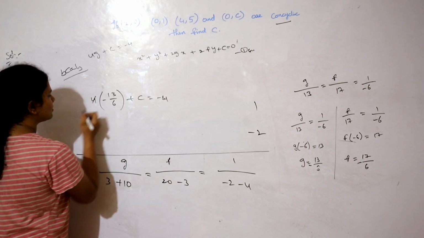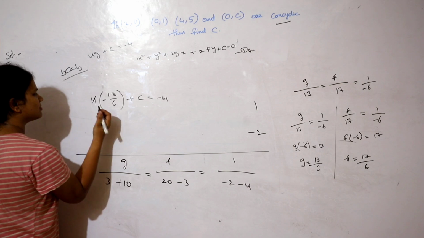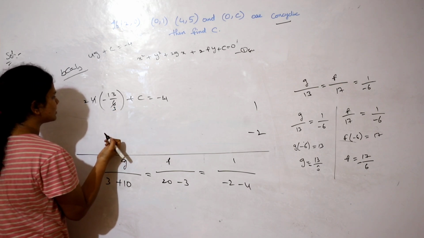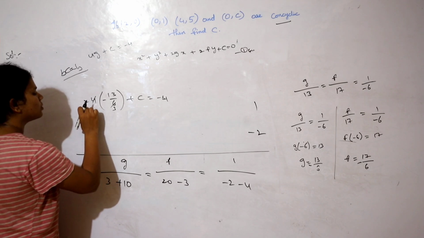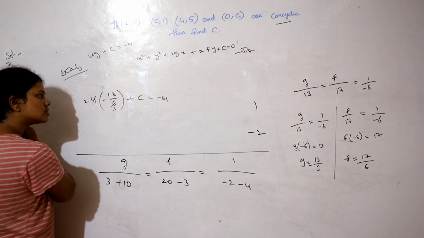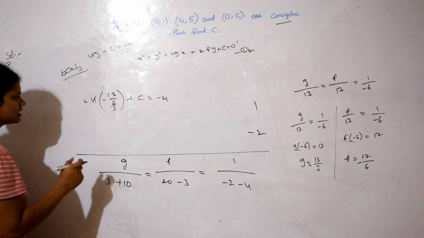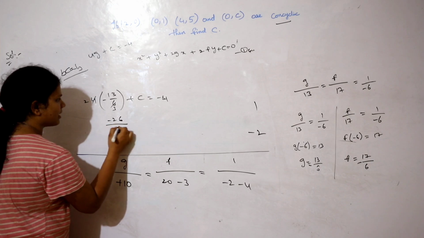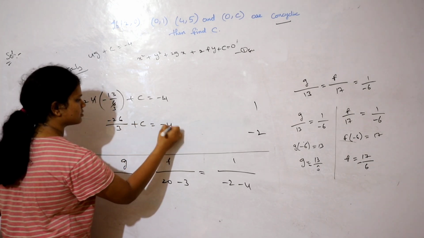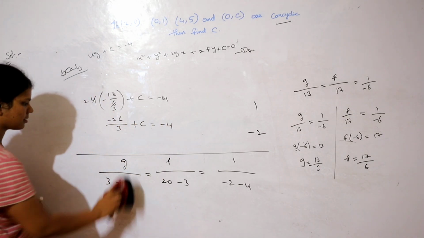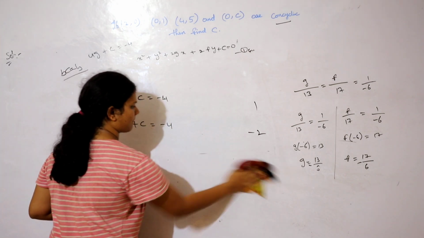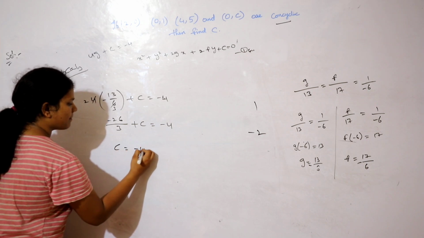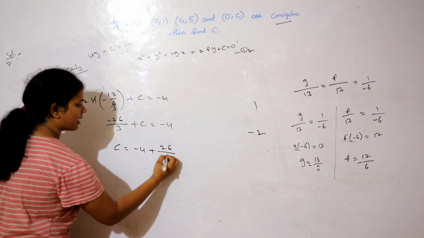Let's do this multiplication: 2 times, 3 times. That is it. 2 into 13, how much is this? 13 2s are 26, right? So minus 26 by 3 plus c equals minus 4. Now take this minus 26 by 3 to the other side. This becomes c equals minus 4 plus 26 by 3.